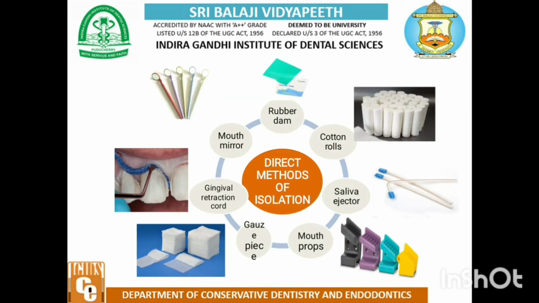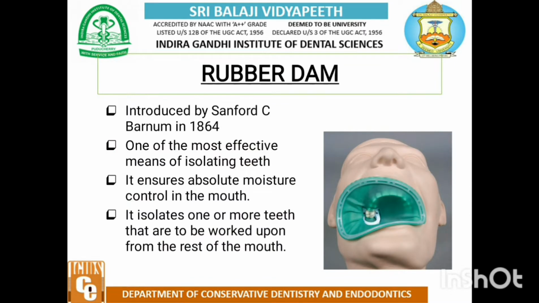The direct method of isolation comprises of rubber dam, cotton rolls, saliva ejectors, mouth props, gauze piece, gingival retraction cord, mouth mirror. Rubber dam. It was introduced by Sanford C. Barnum in 1864. It is one of the most effective means of isolating teeth. It ensures absolute moisture control in the mouth. It isolates one or more teeth that are to be worked upon from the rest of the mouth.